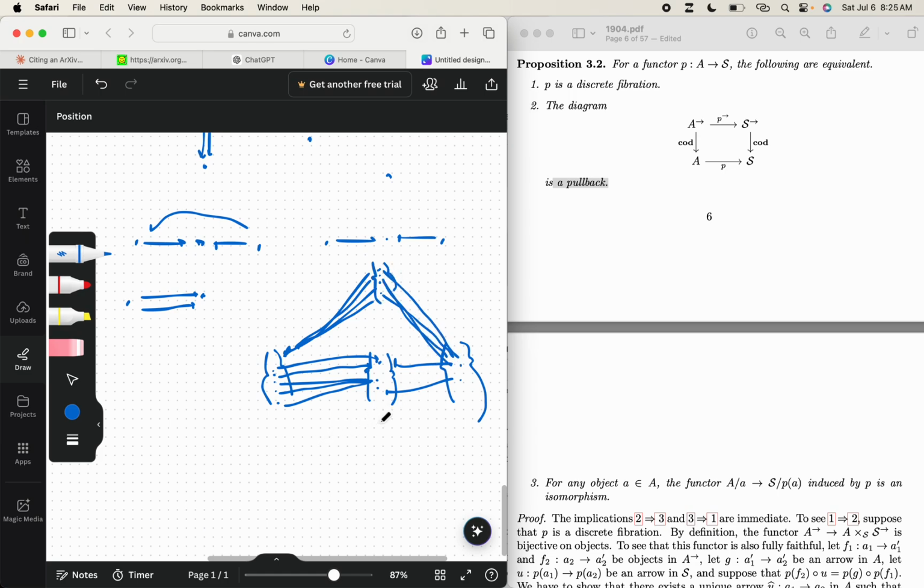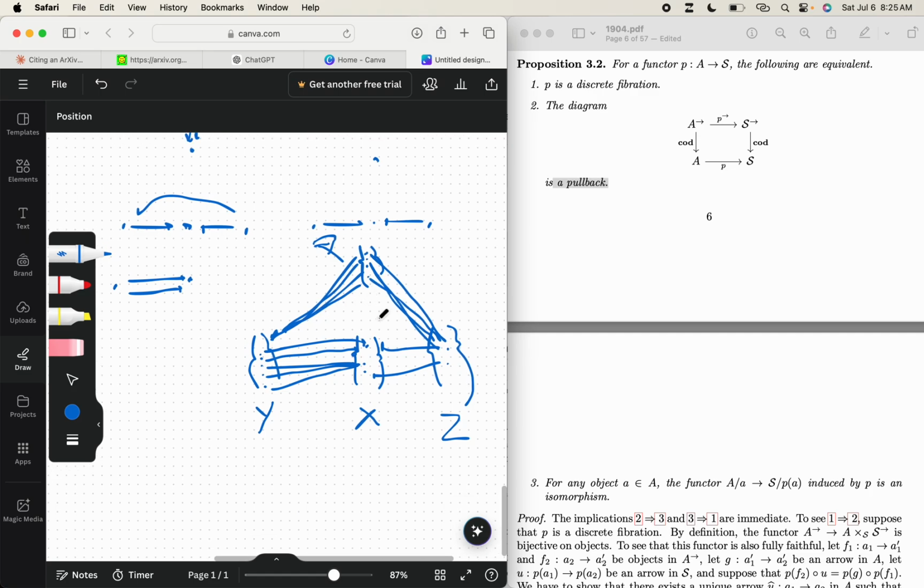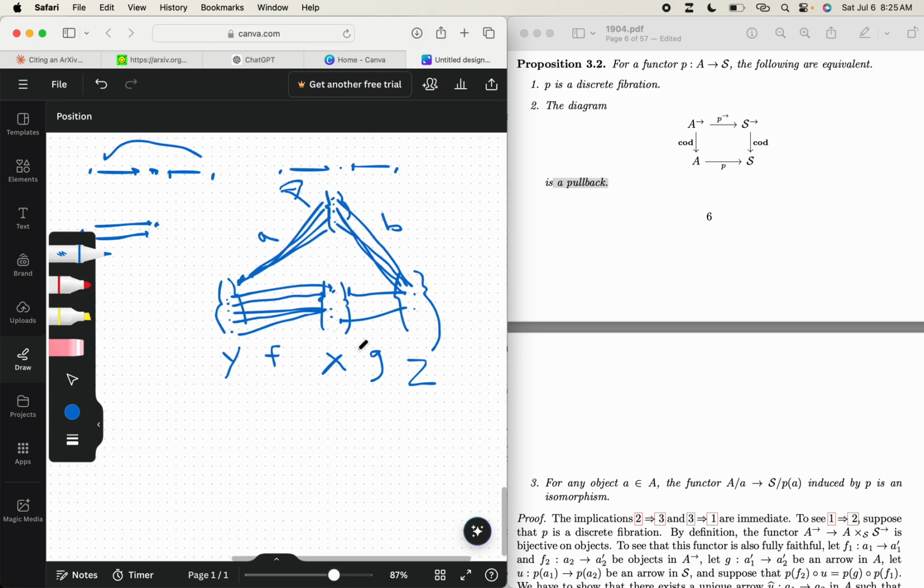And I'm going to call this X, Y, Z, P. Oh, crap. Maybe this is very wrong. Oh, well. Okay. F. G. A. And B. And obviously, F does not equal G. Darn.